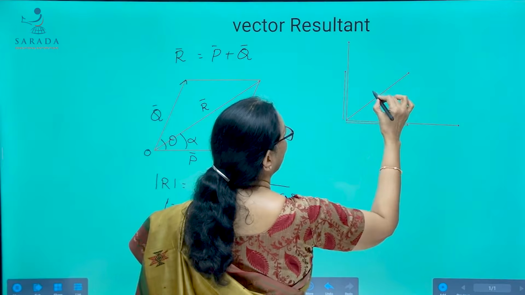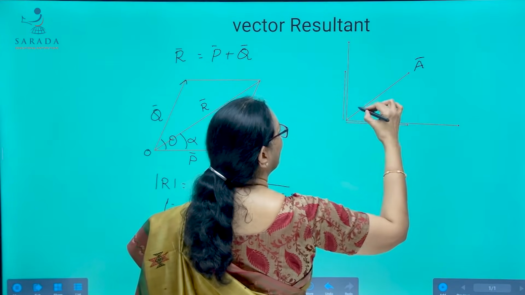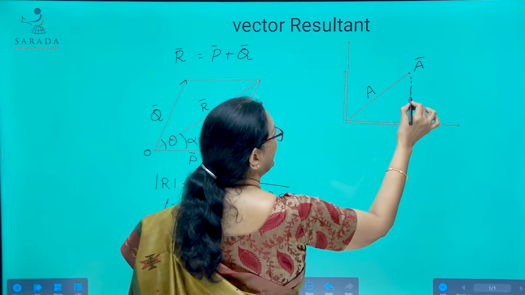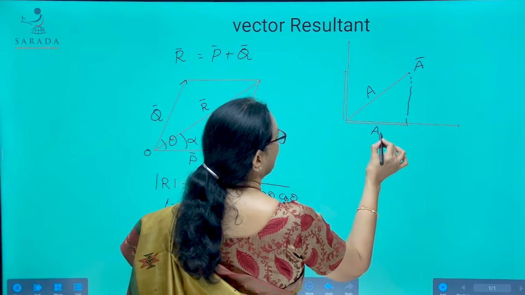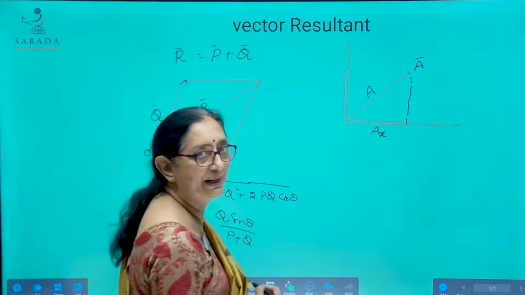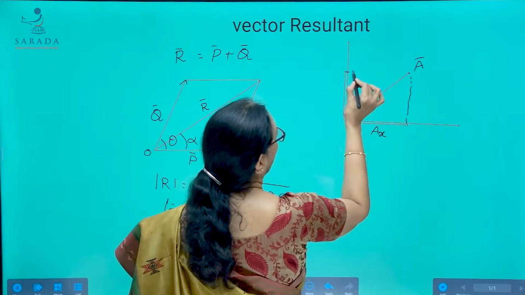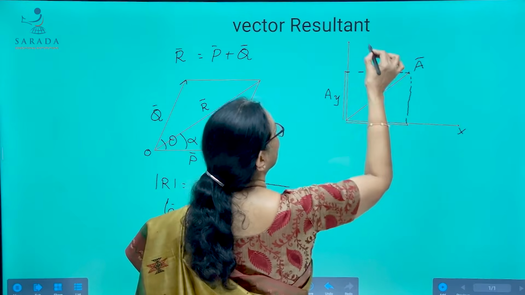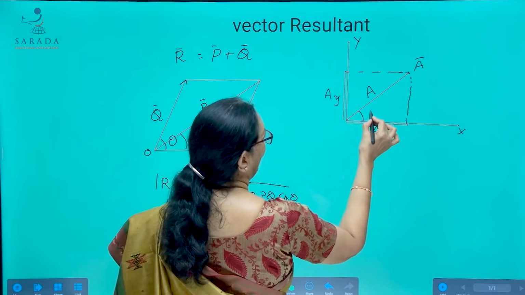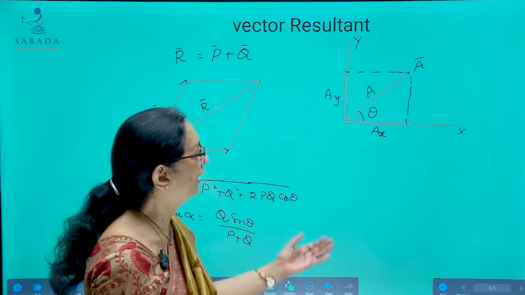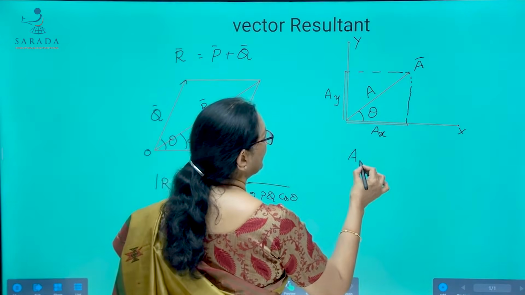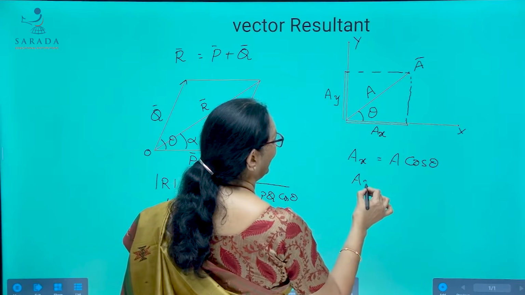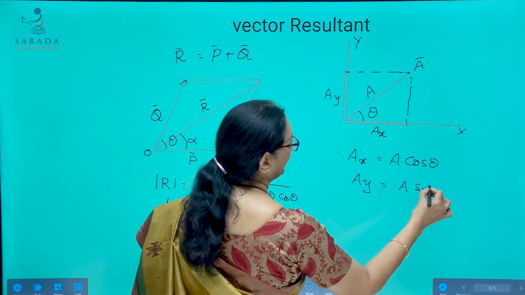See here, actually this is a vector A bar. The length of the arrow represents the magnitude. This length is A and its projection on x-axis is AX, the scalar component of A bar along x-axis, and its projection on y-axis is AY. Let this be the x-axis, this be the y-axis, and the vector is making an angle theta with x-axis, then its component along x-axis is A cos theta and along y-axis is A sin theta.